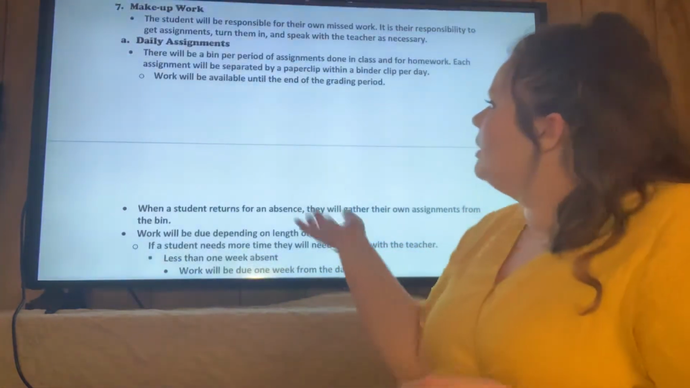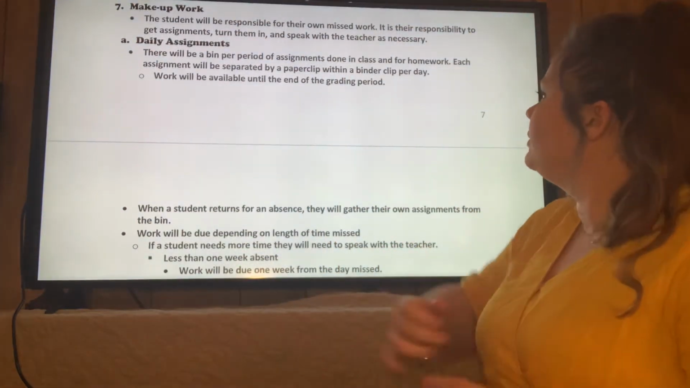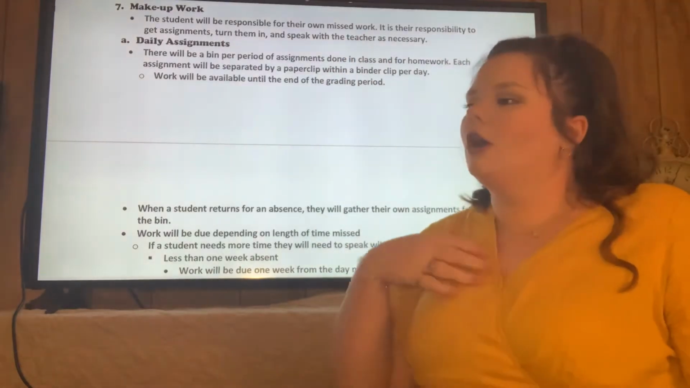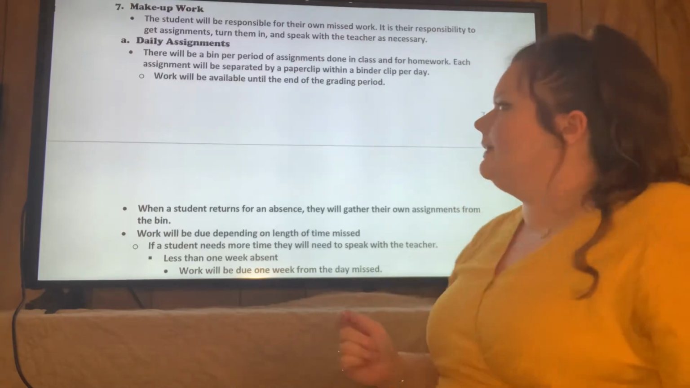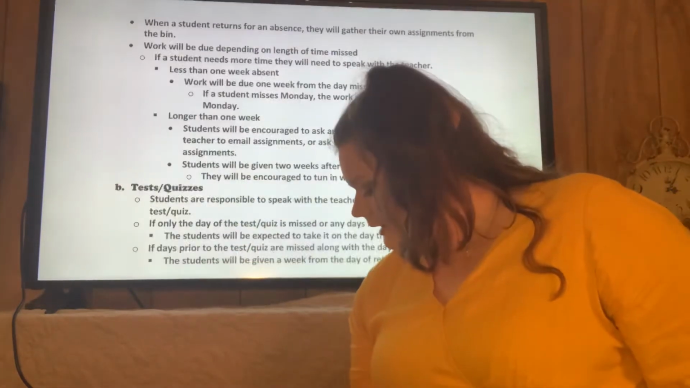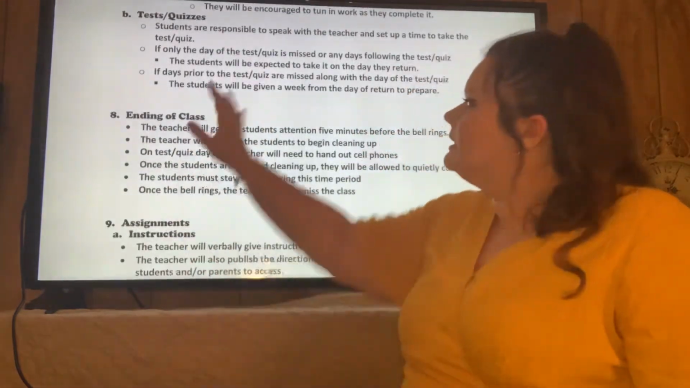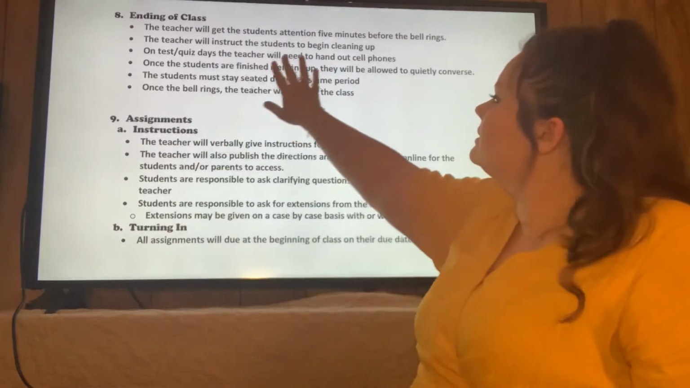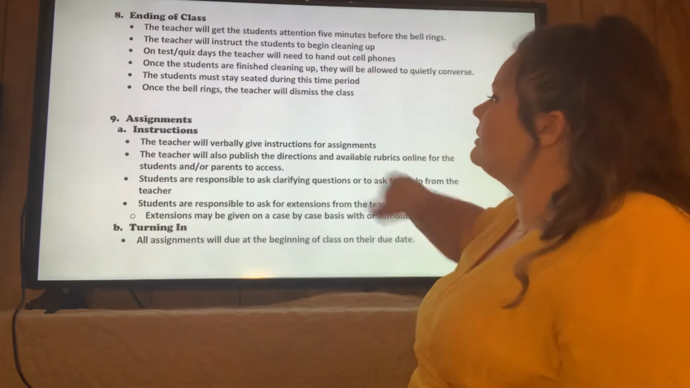Then I have makeup work. So I included this for students that maybe miss a day or they're gone for sports or anything like that. So this is kind of how they will get their daily assignments, as well as how they will take care of tests and quizzes.